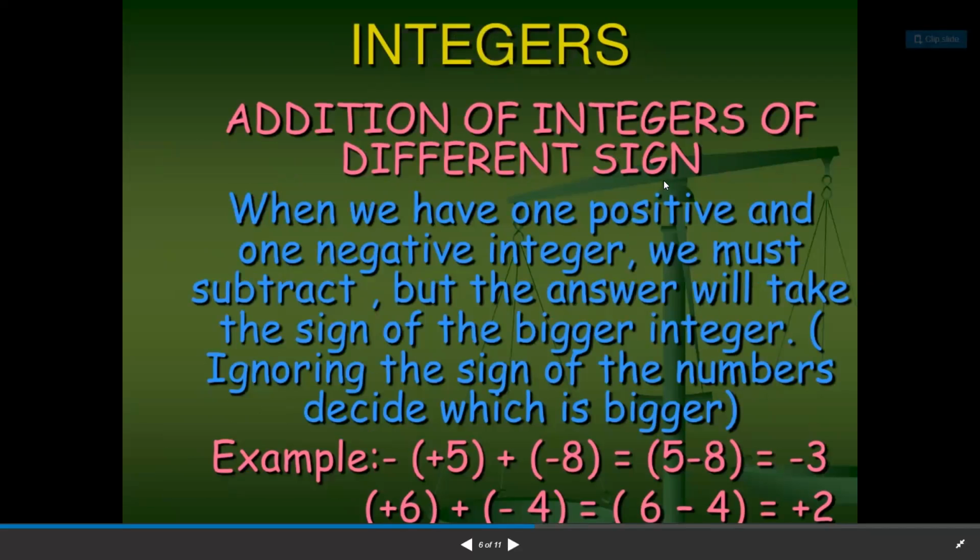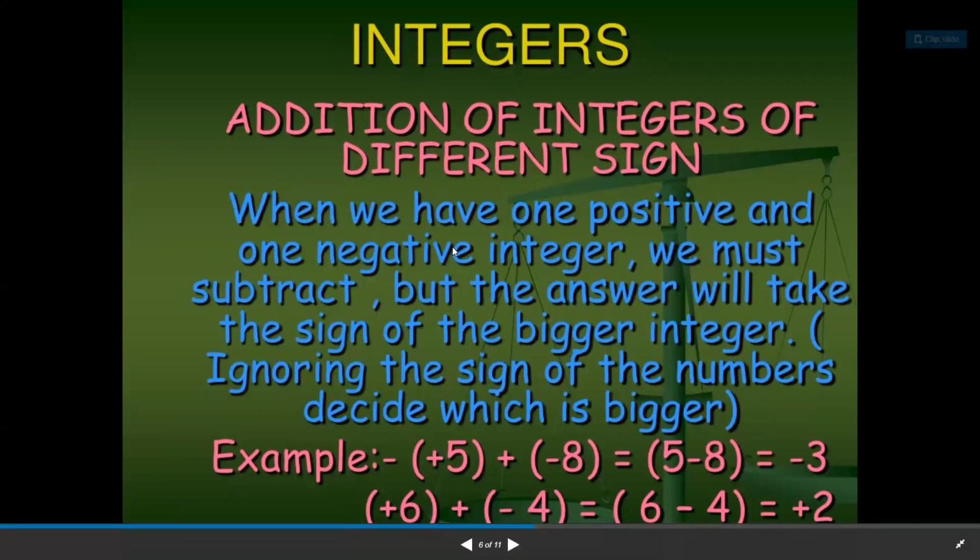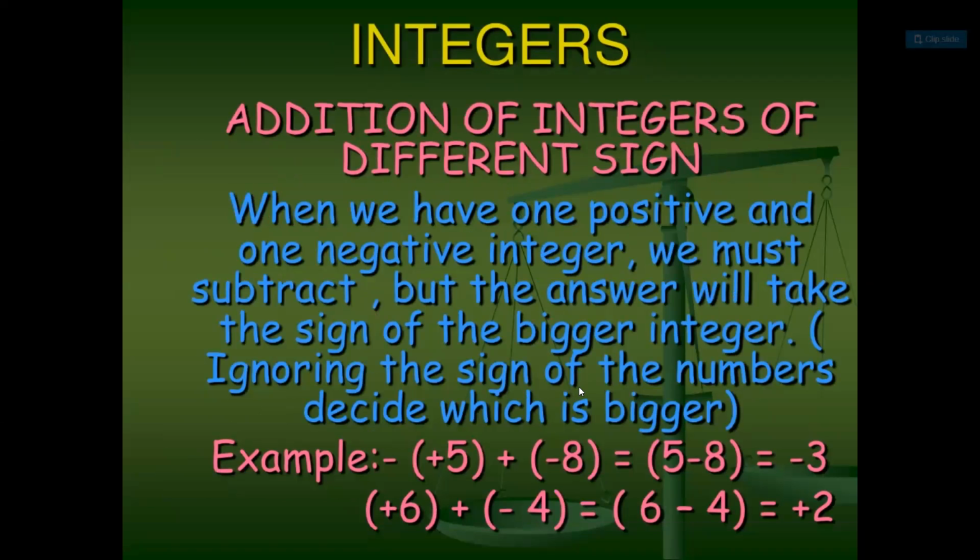Next is addition of integers of different sign. So now we are not talking about plus plus, we are not talking about minus minus, we are talking about plus and minus, having different signs in front of the integers. So when we have one positive and one negative integer, then the sign of the bigger number will be dominating. The number with bigger value will be dominating.